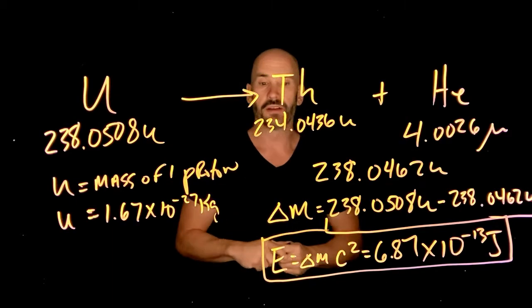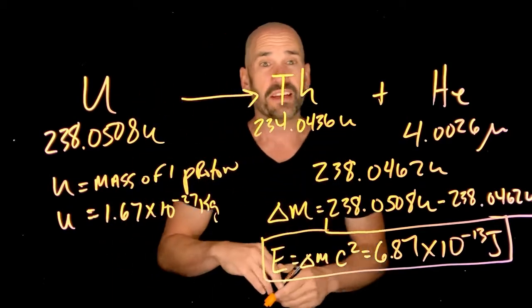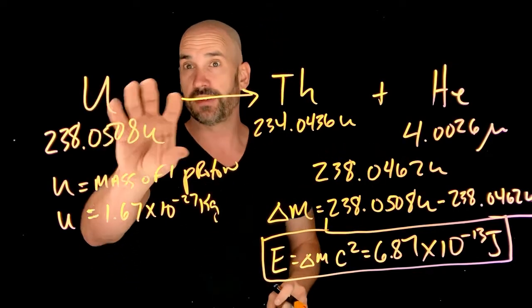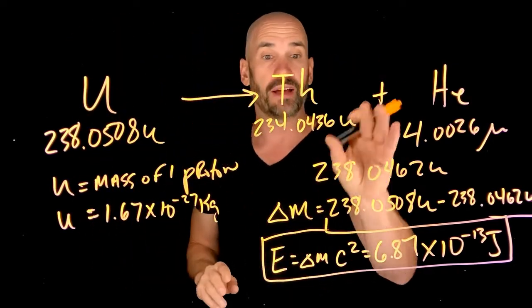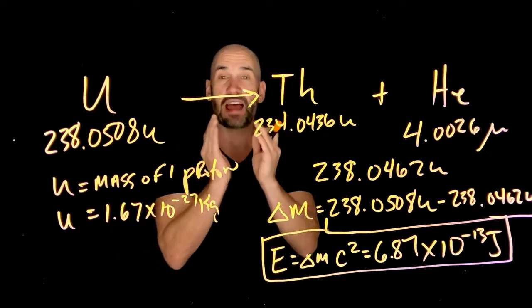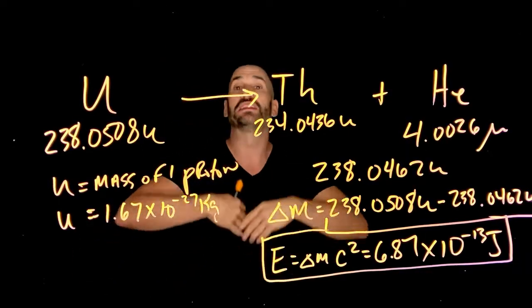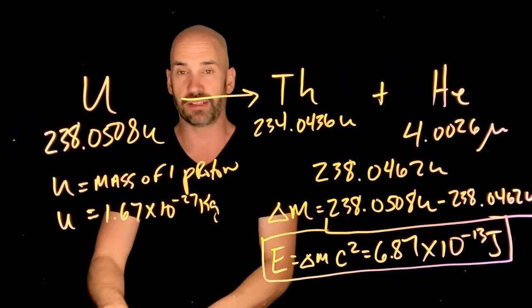Make sense? Okay, so I hope you're getting the hang of this. There's always going to be some mass difference between the parent nuclei and the daughter nuclei. That difference in mass times the speed of light squared is the binding energy, or the energy released in the process of that radioactive decay.